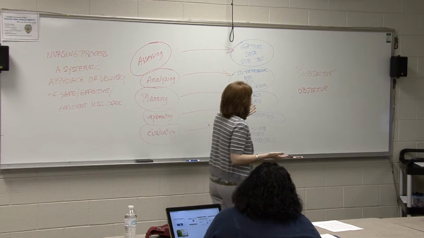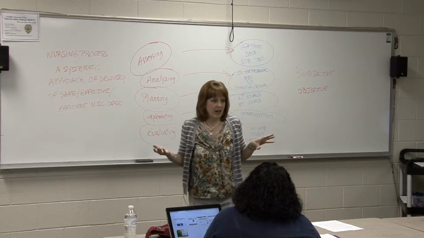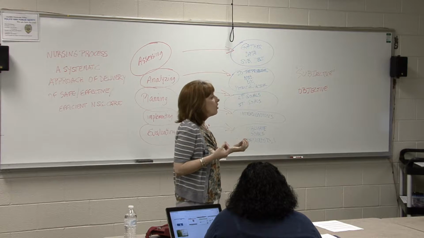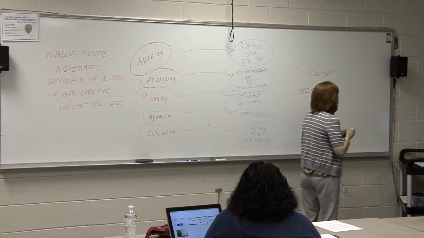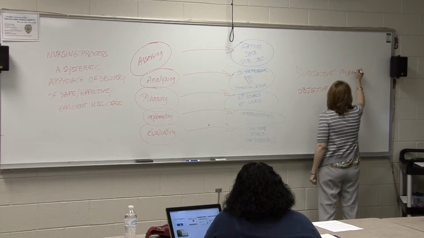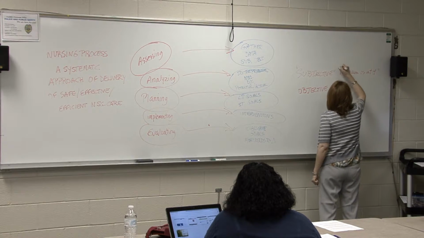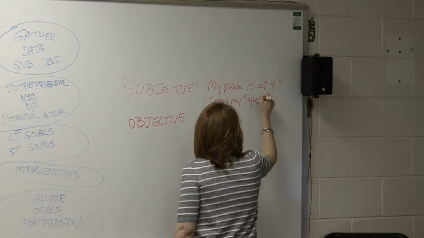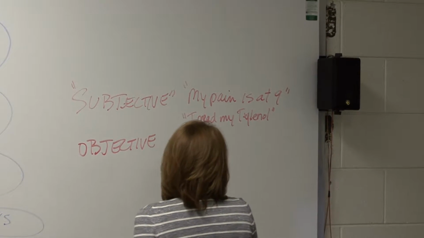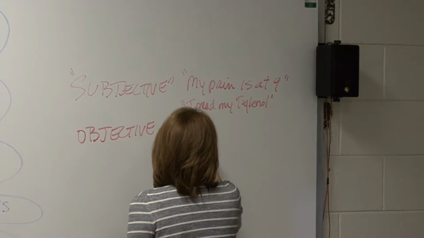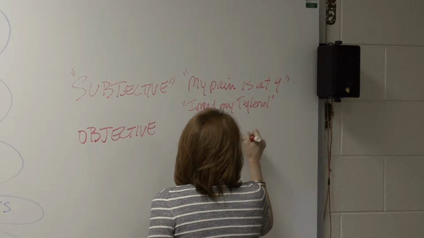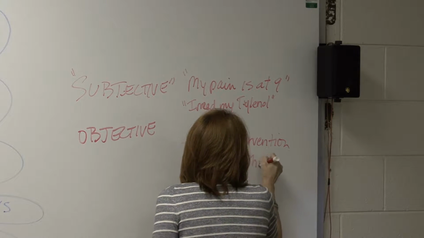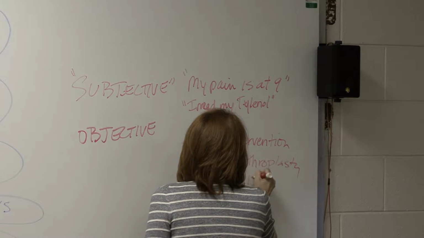What you do is you look at your assessment component, your subjective and objective data, okay? And you think to yourself, what picture is this giving me? What is this saying to me? So in my data column, the example I gave you was pain. My pain is at "9," in quotations. "I need my Tylenol." And then under objective, I have that the patient had a surgical intervention, right knee arthroplasty on 3/12.